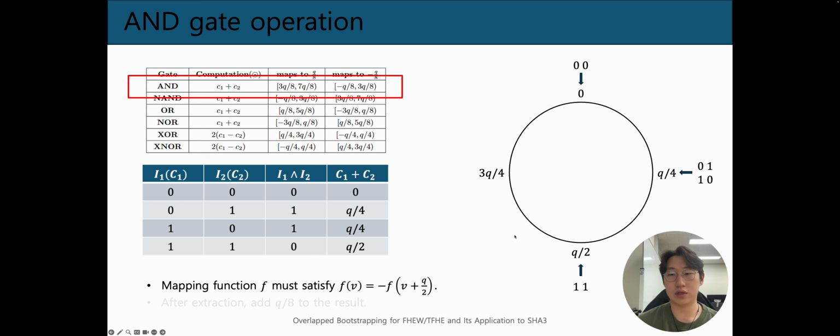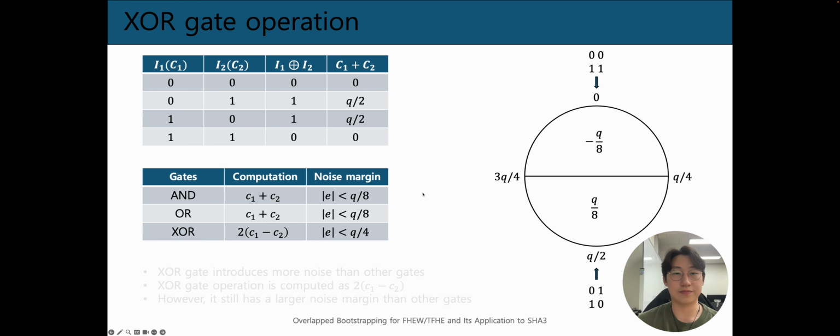However, because of the negacyclic property in the underlying structure, the mapping function f must satisfy the condition f(v) is equal to minus f(v plus Q over 2). To meet this condition, we instead map the outputs to Q over 8 or minus Q over 8, and after extraction, we add Q over 8 to adjust the final result. As a result, 0 and Q over 4 are both mapped to 0, while Q over 2 is mapped to Q over 4, aligning correctly with the logic of the AND gate.